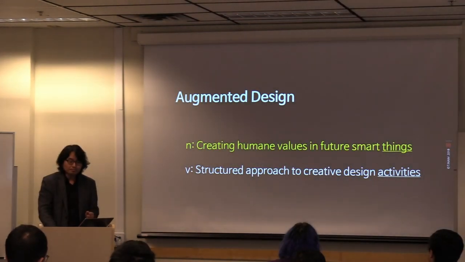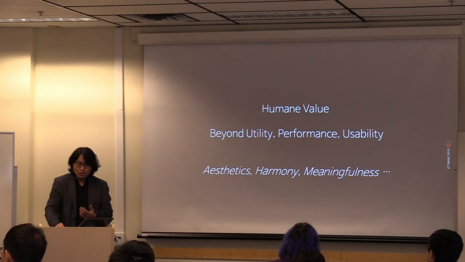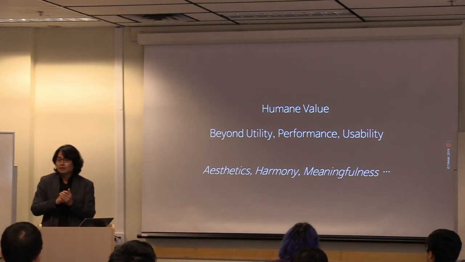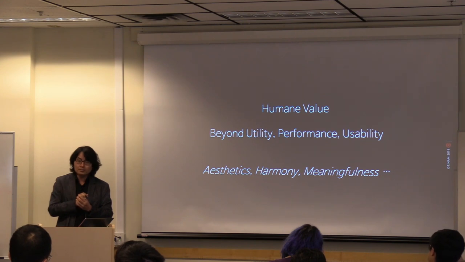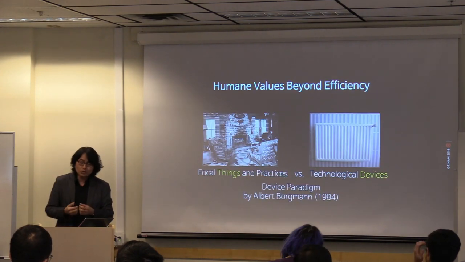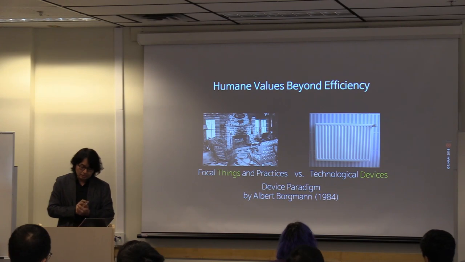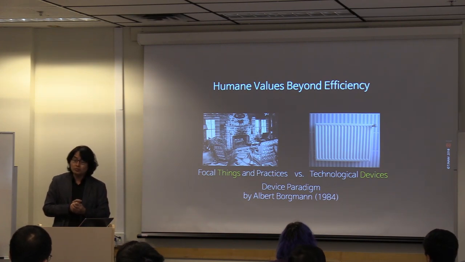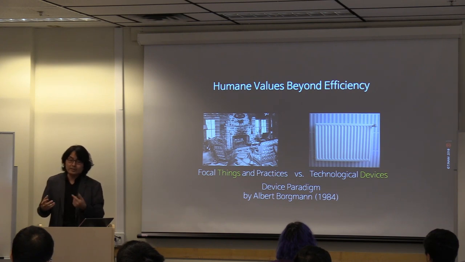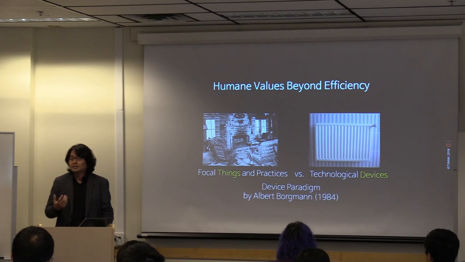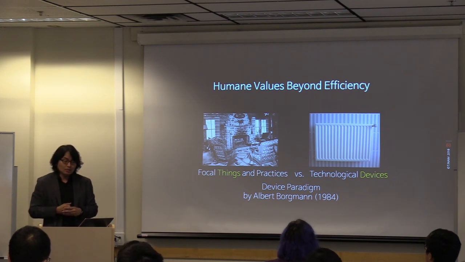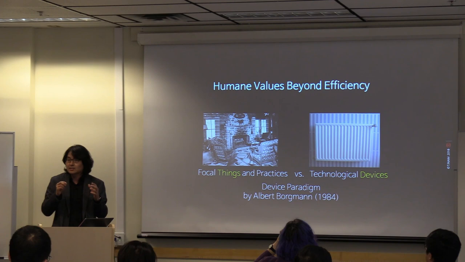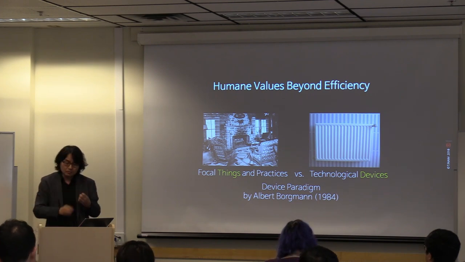It is more about values, people's values. From a design perspective, people's values are sometimes about performance or efficiency or utility, and sometimes more about aesthetics and meaning and harmony, as I said. This notion was inspired by Albert Borgmann's device paradigm. Sometimes we are faced with very convenient devices, like in this case a radiator, but we lose a lot of the nice traditional and aesthetic experience we had with a fire in front of us. So when we look at new gadgets, sometimes we lose all these values.